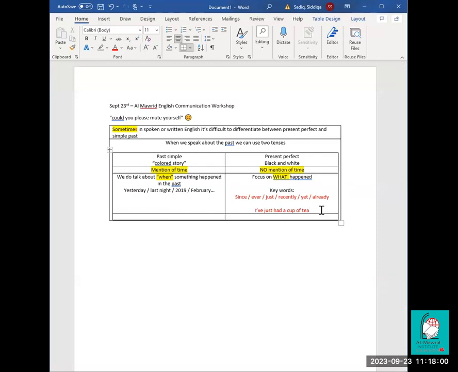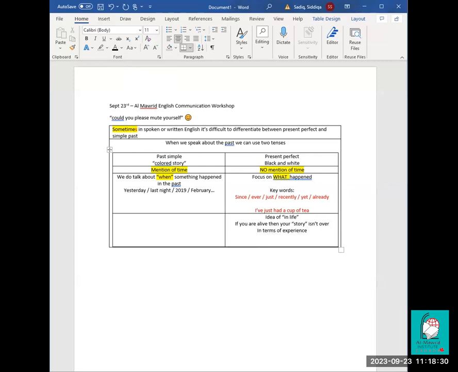Now, another thing with present perfect that's very, very important is the idea of in life, in my life, in your life, in anyone's life, whoever we're talking about, right? If you are alive, then your story isn't over. And this is in terms of experience, right? So for example, if I ask you, have you ever visited China? This means the question I'm asking you is in your life until now.